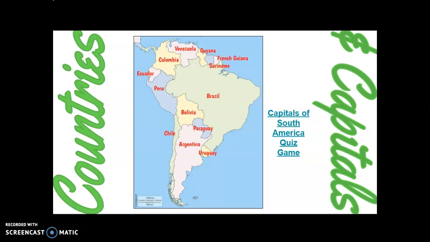Peru's capital is Lima, L-I-M-A, and it was a significant location early in the history of South America. The west coast is where most of the early South Americans lived until the Spanish arrived, and then Lima became a significant city established by the Spaniards. Suriname, its capital is Paramaribo, P-A-R-A-M-A-R-I-B-O. Uruguay's capital is Montevideo, M-O-N-T-E-V-I-D-E-O. And Venezuela's capital is Caracas.